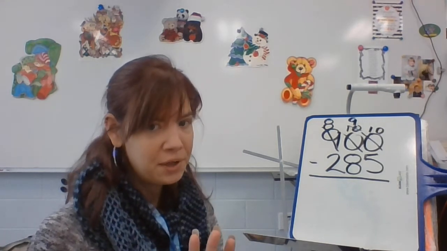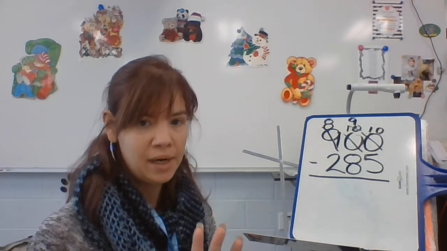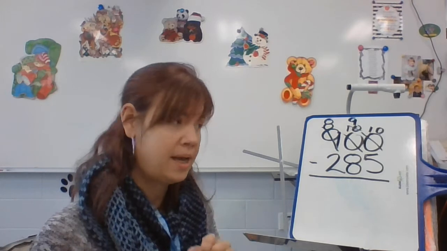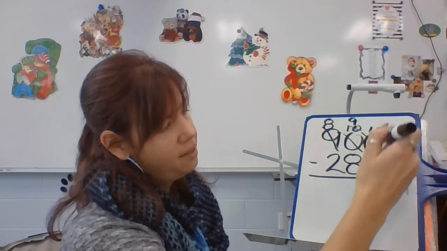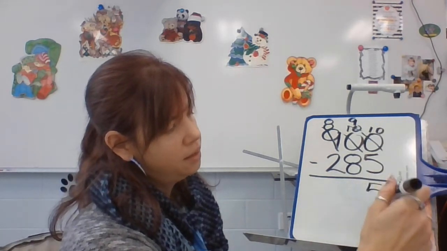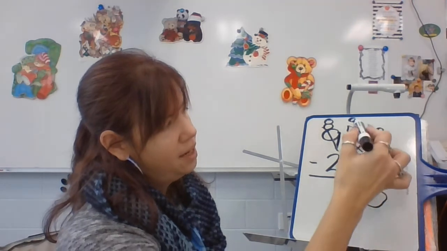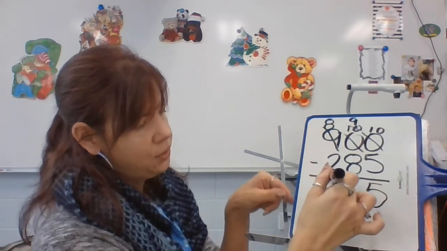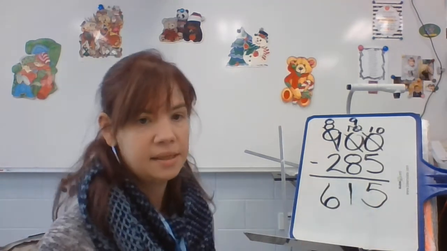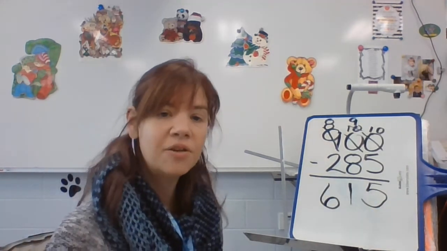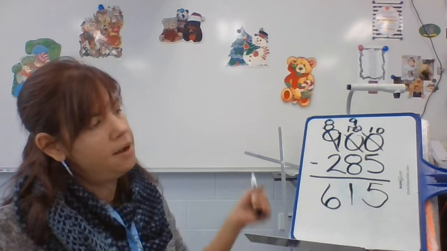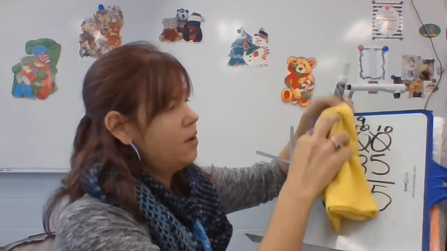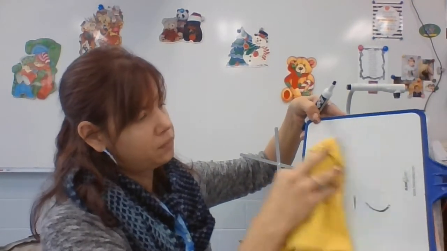So again, we're going to do another example. If that was too quick, or you're still not sure, don't panic. All right, 10 minus 5 is 5. 9 minus 8 is 1. And 8 minus 2 is 6. So 615. Okay. All right, now let's go ahead and do the next one.